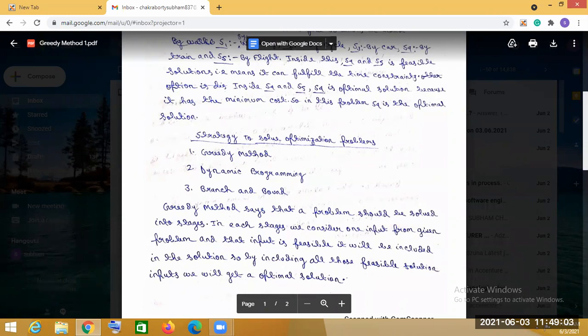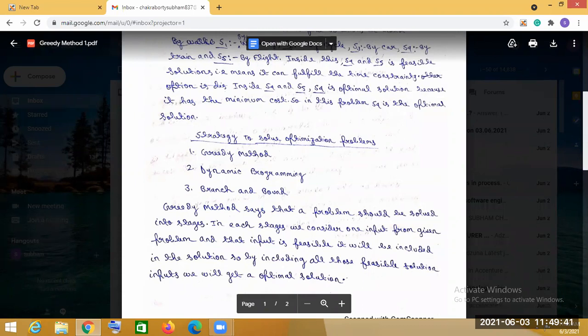Greedy method says that a problem should be solved in stages. Now you see, first there is an aptitude test. In the second stage, there is the group discussion test, and in the third stage, the final interview, that is technical and HR. So this is the greedy way. Greedy says that a problem should be solved in stages, and at each stage we consider one input from the given problem, and if that input is feasible, it will be included in the solution.